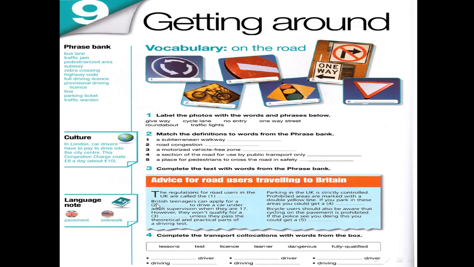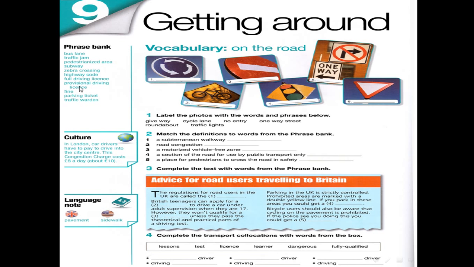Again, British teenagers, young people, can apply for what? A provisional driving license. It's a license, as we say in Arabic, rukhsa, right? To drive, but in a limited area. You can't drive anywhere, but you can drive in a limited area. We call that what?